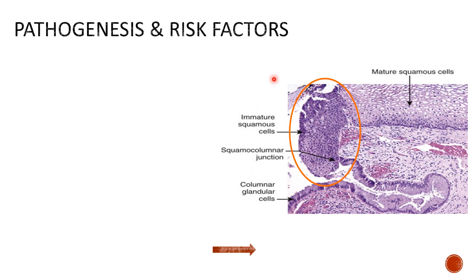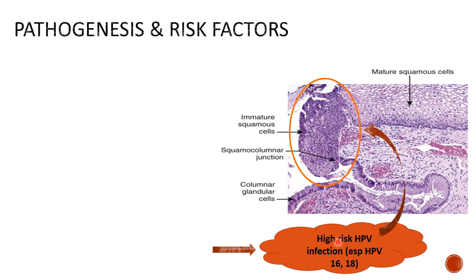As a result of this constant transformation, there is a lot of immature epithelium present there, and HPV likes immature epithelium. So this is where they tend to go, right? High-risk HPV infection, low risk can also go, but for the purpose of today's lecture and carcinogenesis, high-risk HPV infection, especially 16 and 18, tends to infect this region.